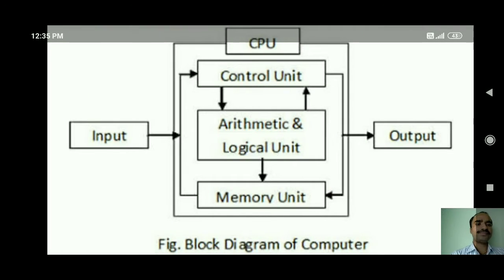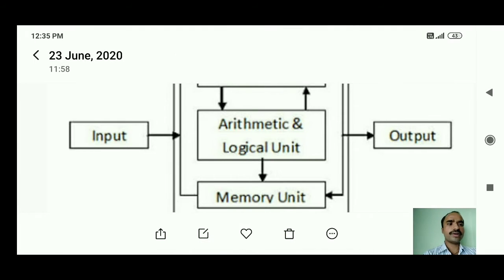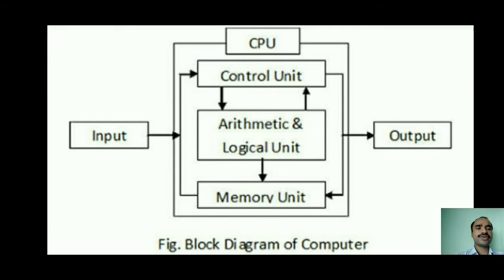Next is the block diagram of a computer, which means the structure of the computer in terms of blocks. First is input. It is connected to the CPU, and through the CPU there is a connection to output devices. Lastly, we have seen the flow of the computer: input, process, and output. Here, input devices provide data to the CPU.